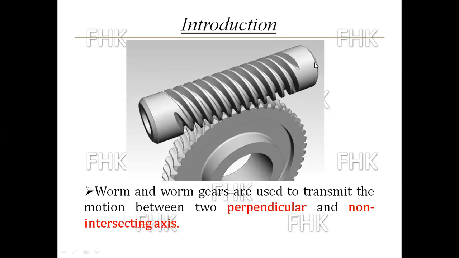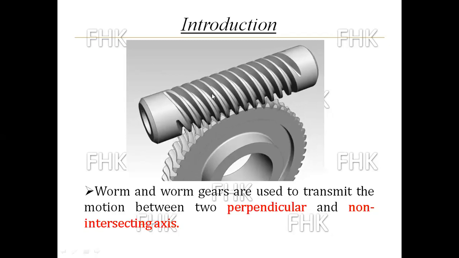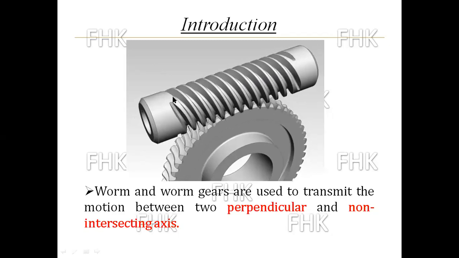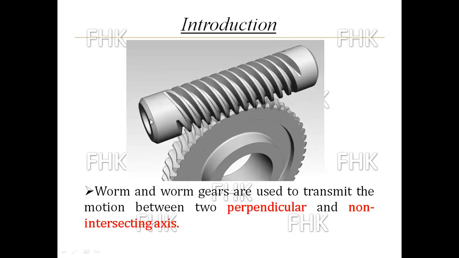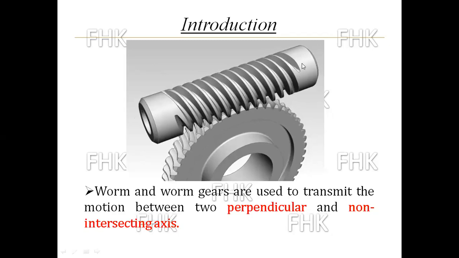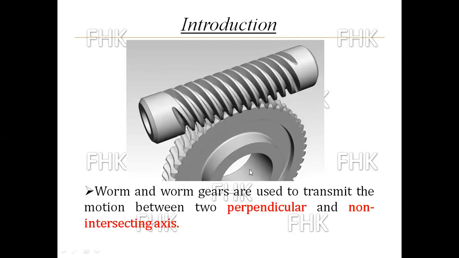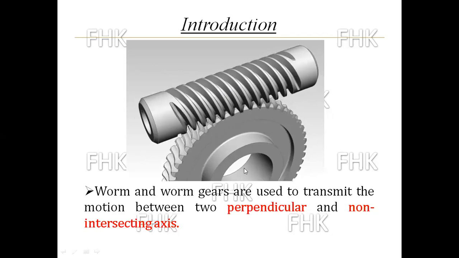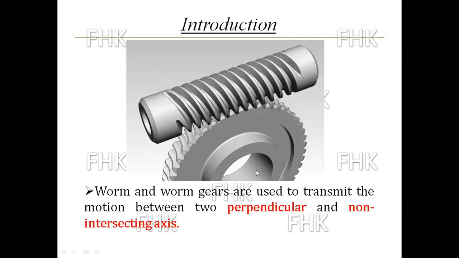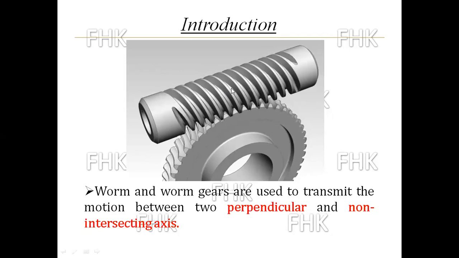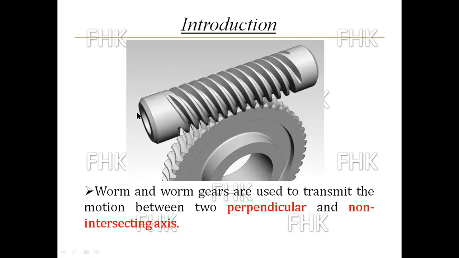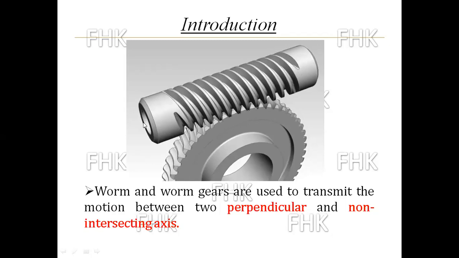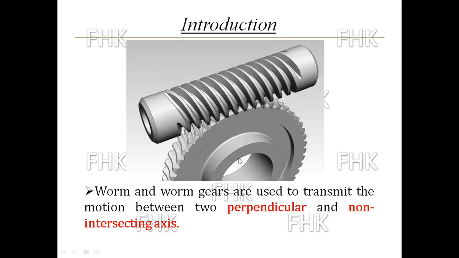Here you can see the axis of the worm is as I am showing here, from left to right or right to left, and the axis of this rotating gear is towards you and away from you. So both the axes of the gear pair are perpendicular to each other. This is right to left and this is towards you and away from you.